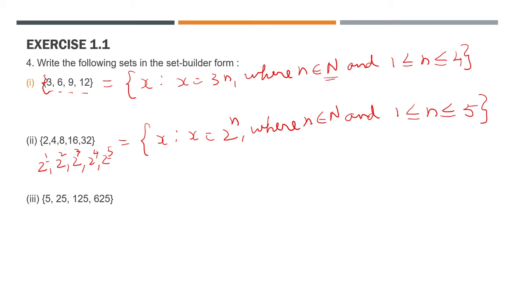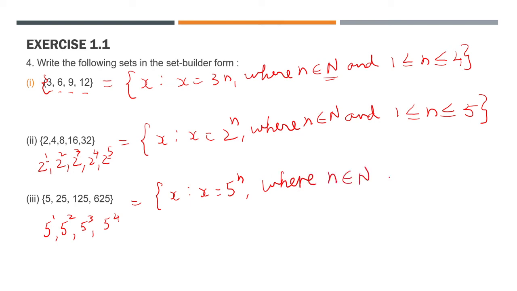Next question we have 5, 25, 125 and 625. So 5 is 5 raised to 1, 25 is 5 square, 125 is 5 cube, 625 is 5 raised to 4. So this we can write in the set builder form as the set of all x such that x is equal to 5 raised to n, where n belongs to N and here n varies from 1 to 4, 1 less than or equal to n less than or equal to 4.